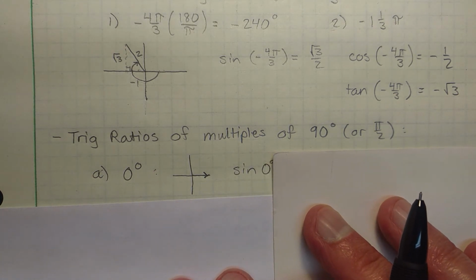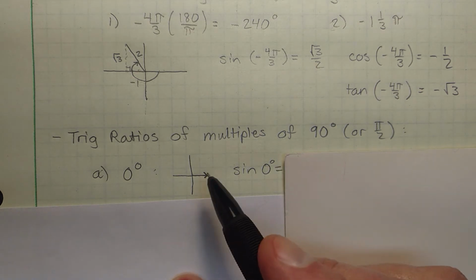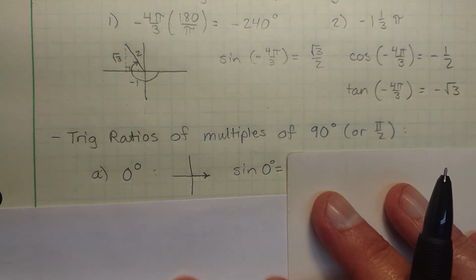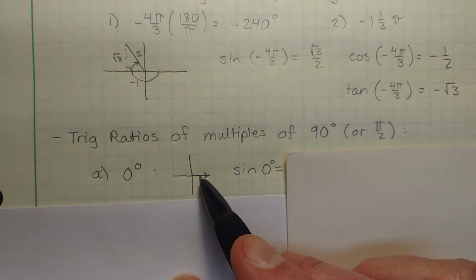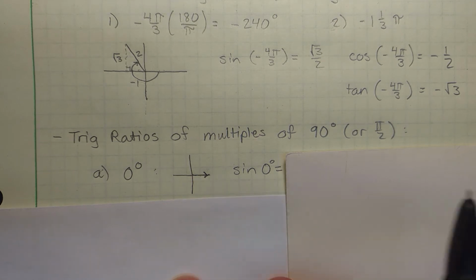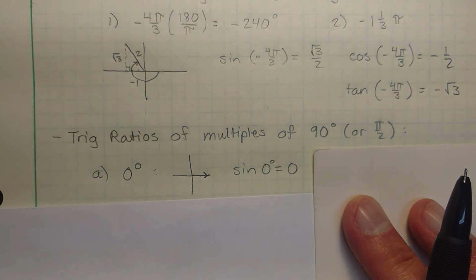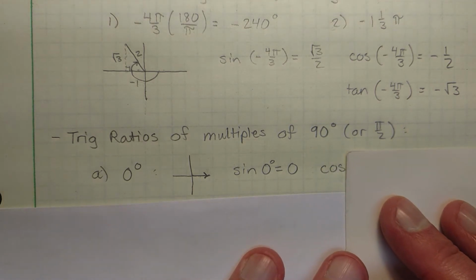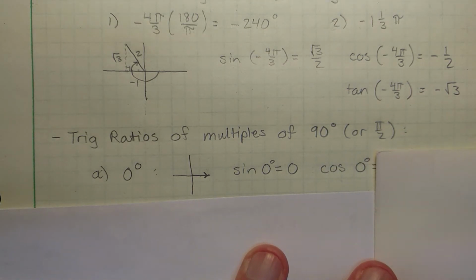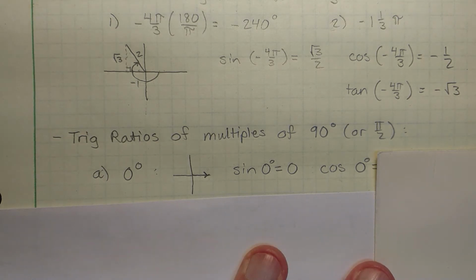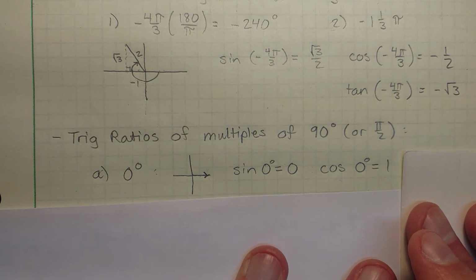So when I go for the sine of 0 degrees, I know I have the opposite side, which doesn't exist, which is 0, over my hypotenuse. So 0 over anything gets me 0. So that's my sine of 0 degrees. My cosine of 0 degrees, the adjacent side, is the same length as the hypotenuse. So when I divide something by itself, I get 1. So my cosine of 0 is 1.